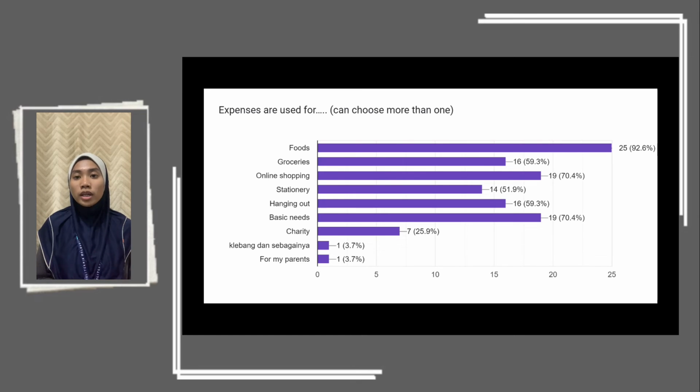Next, what our expenses are used for: food is 25%, groceries 16%, online shopping is 90%, stationery is 40%, hanging out is 16%, basic needs is 19%, charity is 7%, and others is 1%. Then for their parents is 1%.